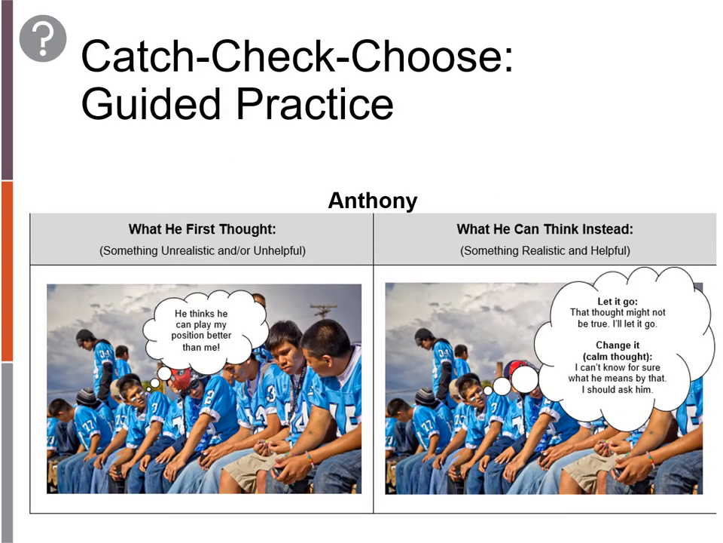In the student books, there is a scenario with Anthony and his football team. In this scenario, Anthony has had a great game, and his friend Ian told him how well he played. A week later, Anthony overhears Ian tell their teammates that he thinks the coach should start him in the game instead of Anthony. Anthony thinks, "He can play my position better than me."